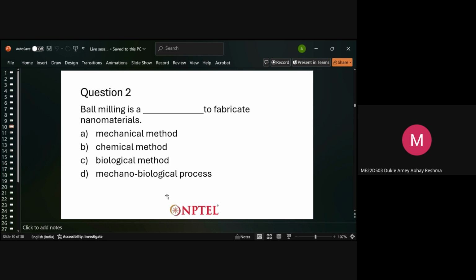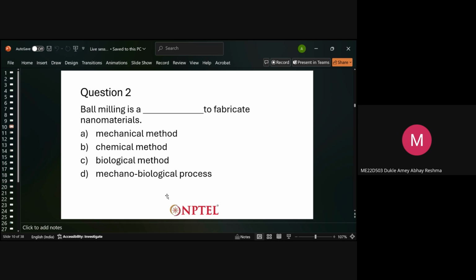This field is gaining a lot of significance nowadays. So mechanobiological process, basically you subject the biological source under specific stresses, so as they develop or they give out the nano material. So that is how the things work.